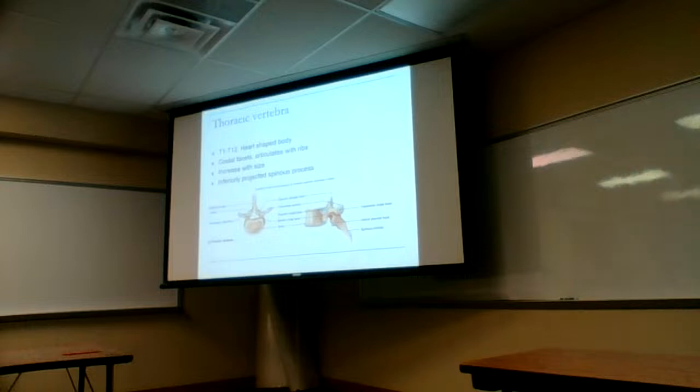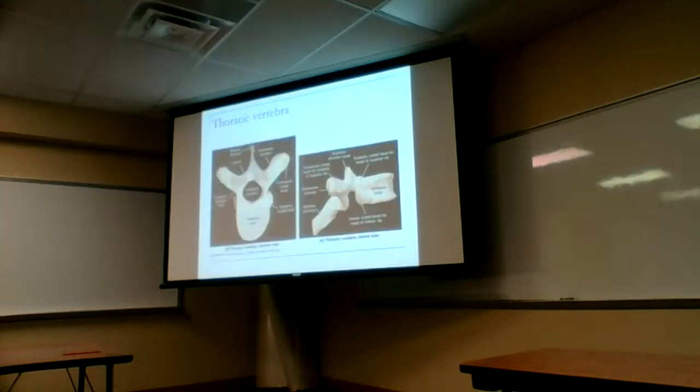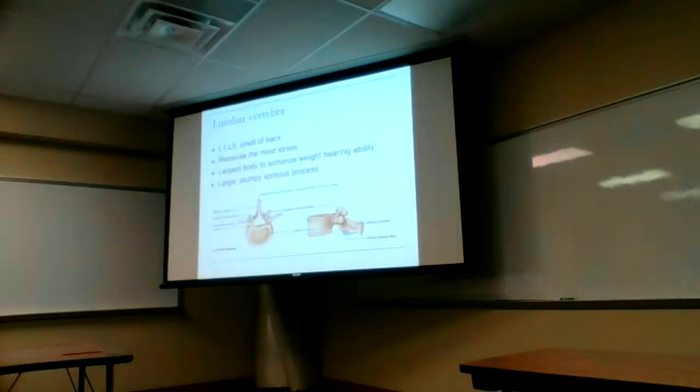So that makes them pretty unique for humans compared to the other mammals out there. So look at that. It's a lovely thoracic vertebrae. So there's these little costal facets so they can hook up with the ribs. And then our heart-shaped body, if you squint, it kind of looks like a heart.